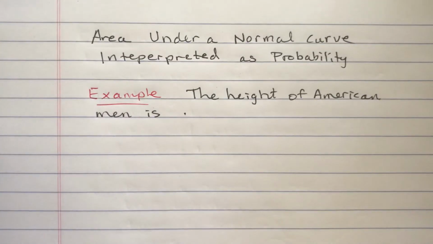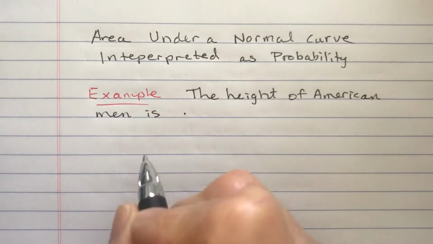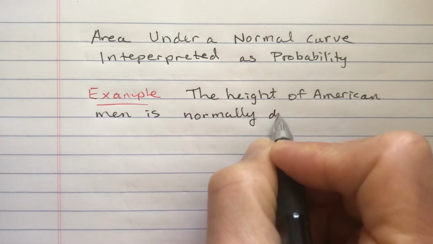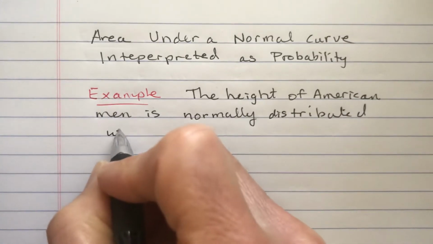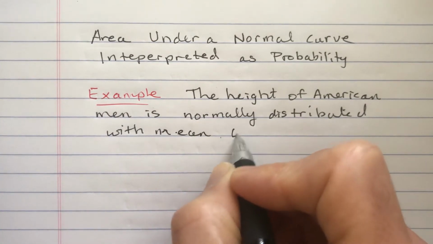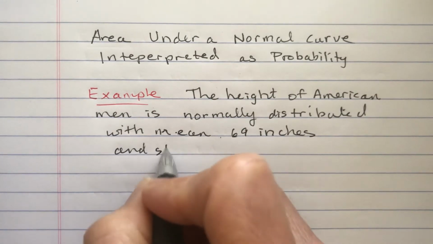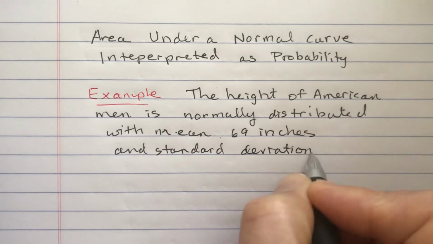Okay, in this video what we're going to do is interpret area under a normal curve as probability. We're going to look at a familiar example, which is the height of American men. The height of American men is normally distributed with mean 69 inches and standard deviation 3 inches.